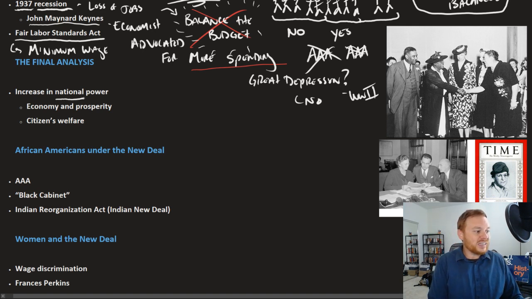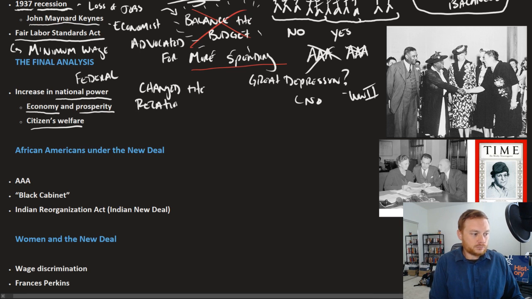It witnessed an increase in national power, right? That is, the federal government gained more power; the federal government now became responsible for the economy, the prosperity, and the welfare of its citizens. The most important thing that we say is that the New Deal overall changed the relationship between citizen and government.